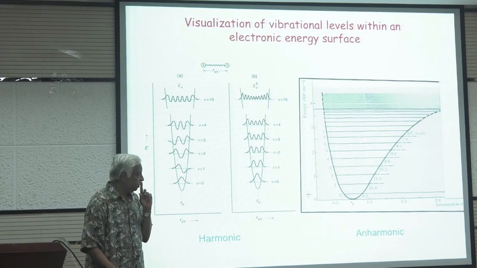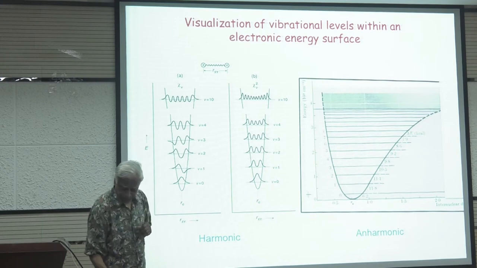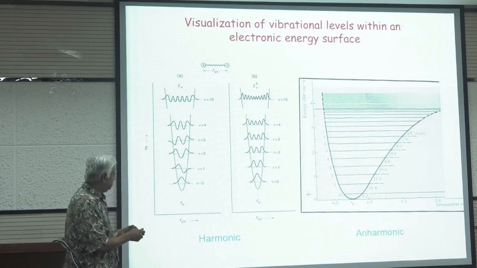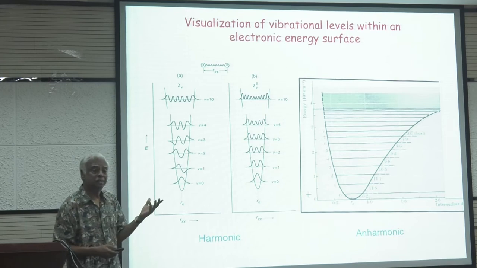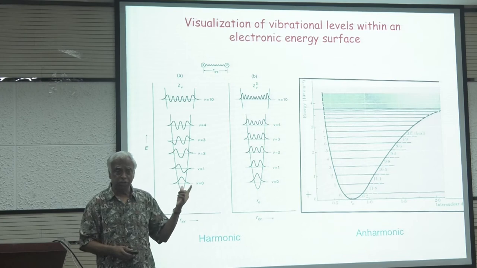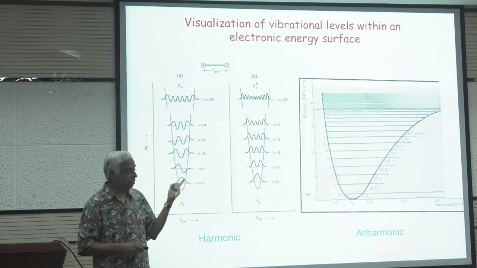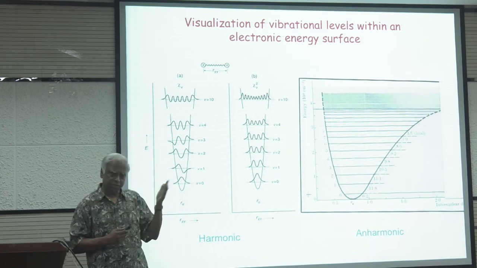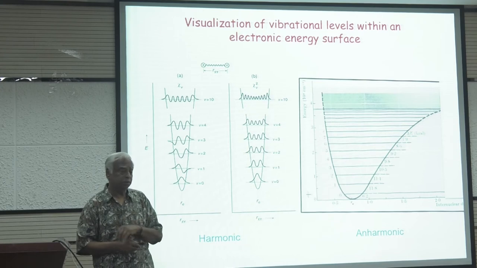Now, what happens is, as the energy... you can see here, these vibration levels are called 0, 1, 2, 3, 4, 5, like that. Like when we say electronic levels, we call them S1, S2, S3, S4, like that. Vibrational levels, we call them V0, V1, V2, V3, V4.